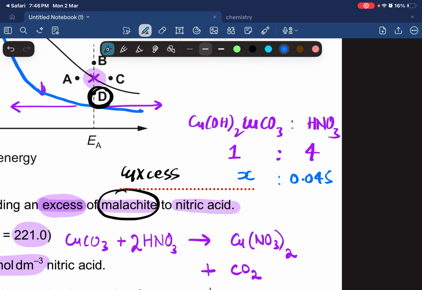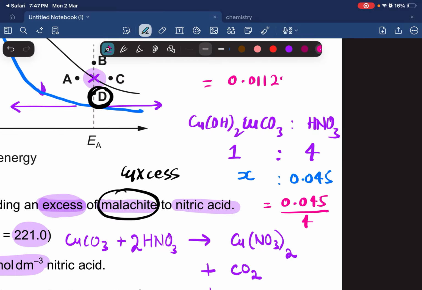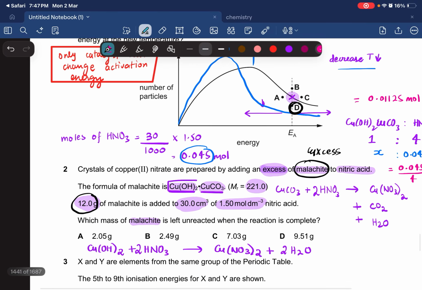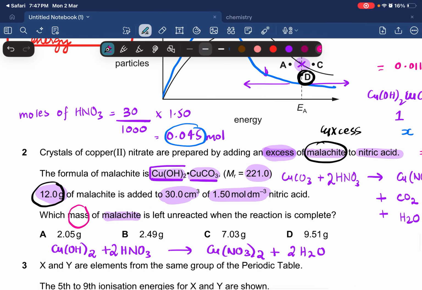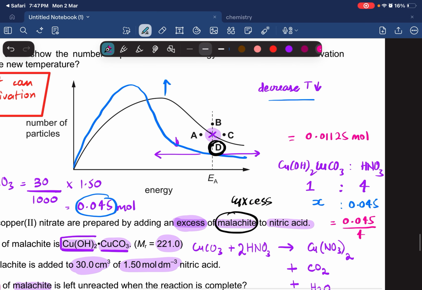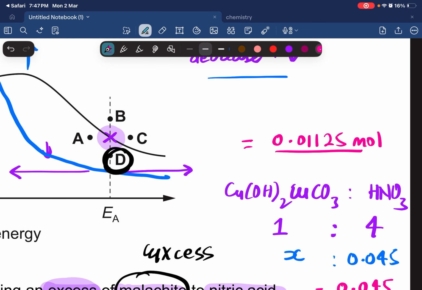So what do we get? We get 0.045 divided by 4. How many moles are we getting? 0.01125 moles of malachite. Now what do we need? We don't need the moles. We need the mass, right? We're dealing in mass. So now we have the reacted moles, so we can calculate the reacted mass.